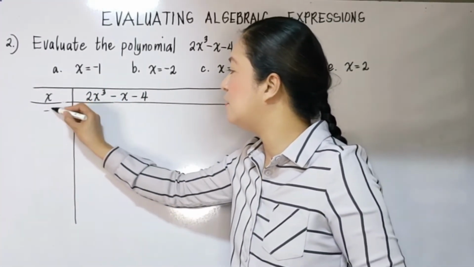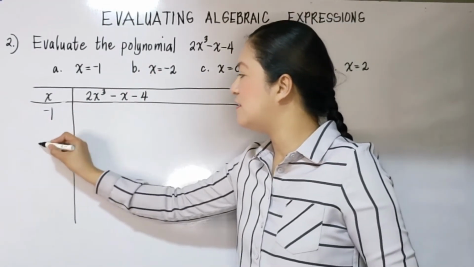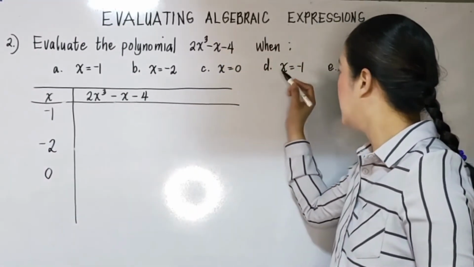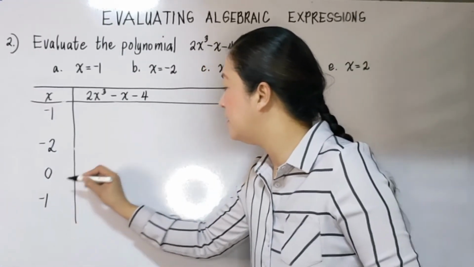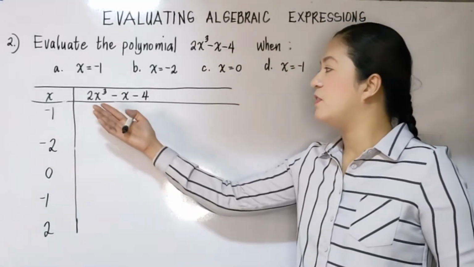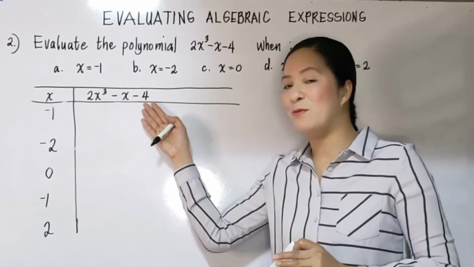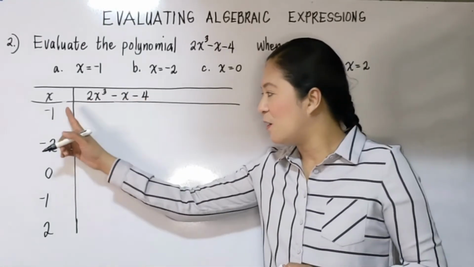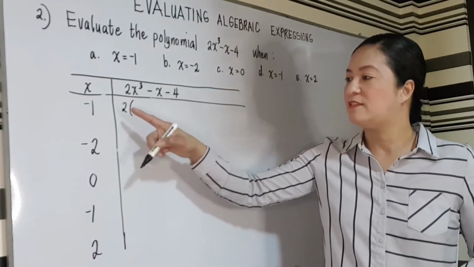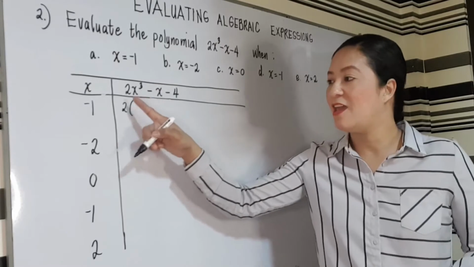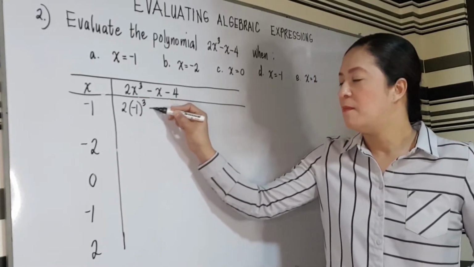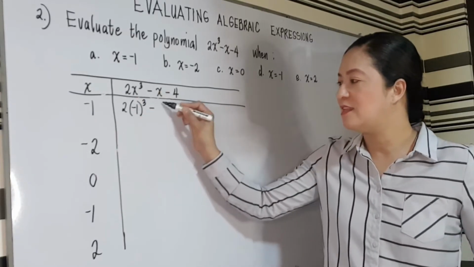We have negative 1. The other one is negative 2. Then we have here 0. We have negative 1. And we have positive 2. Now, this is the polynomial that we are going to evaluate. So, let us now evaluate it. So, we have here 2, then replacing the variable x by negative 1. So, negative 1 cube minus, your x is negative 1, minus 4.